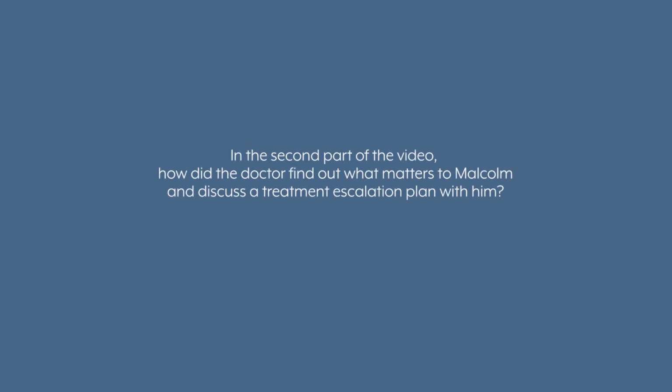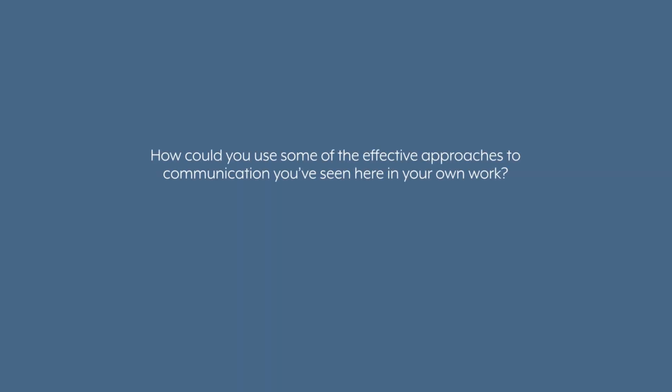In the second part of the video, how did the doctor find out what matters to Malcolm and discuss a treatment escalation plan with him? How could you use some of the effective approaches to communication you've seen here in your own work?